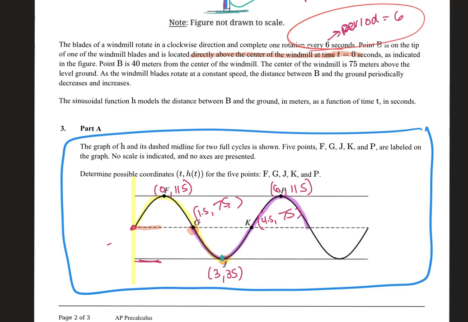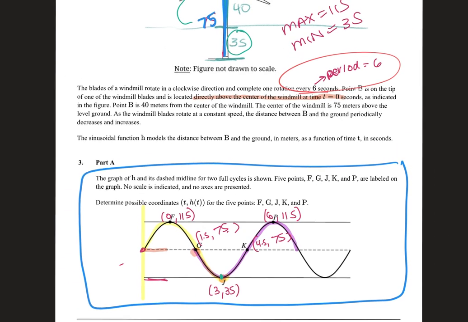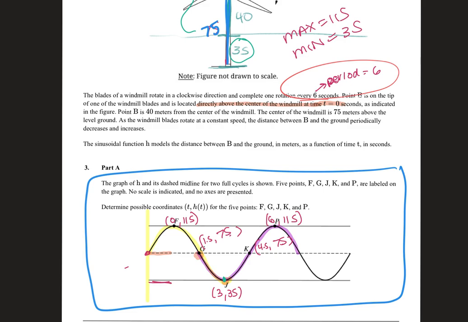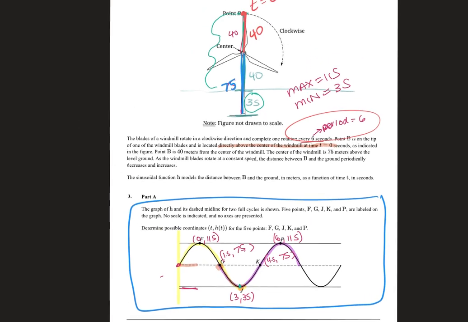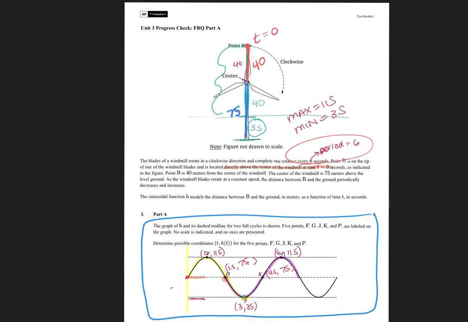Determine the possible coordinates, okay? So this is one way to do it. It doesn't mean it's the only way to do it, okay? First thing for me is find max and min. To me, that's the easiest part. So the max is the highest point, which is the 75 plus the 40, and that's where the 115 comes from. Then every y at the top is 115 because that's your maximum point.